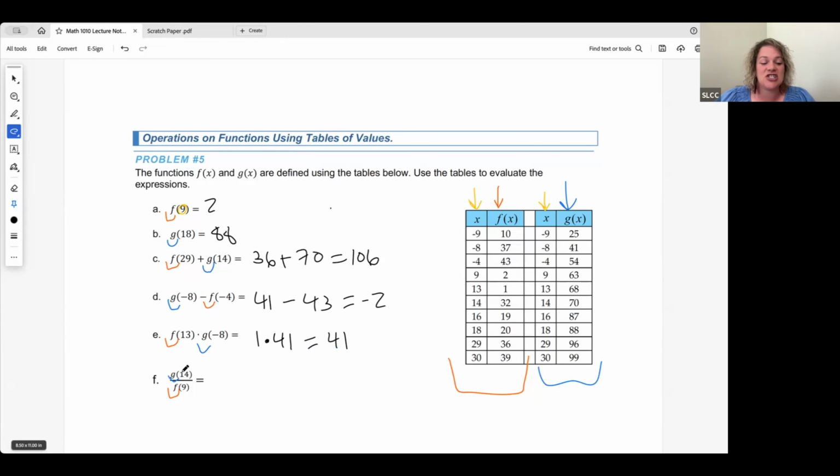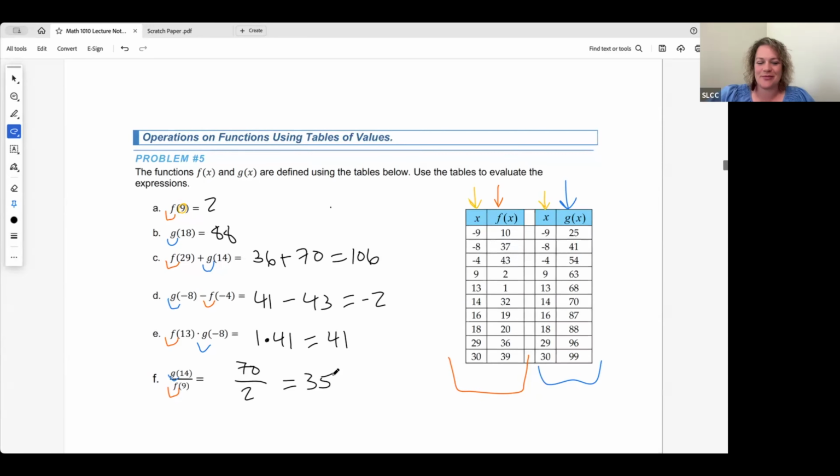Let's do the last one. G of 14. So I look at G and the input is 14. The corresponding output is 70. So 70. And then F of 9. So I look at the F. The input is 9. The output is 2. So what is 70 divided by 2? 35.